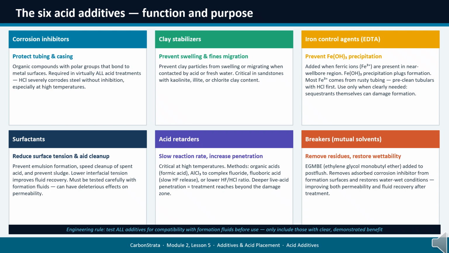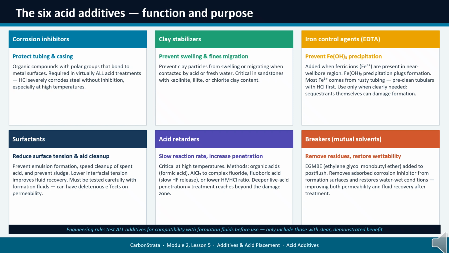Surfactants. Prevent emulsions and improve cleanup. But if incompatible, they reduce permeability. Retarders. Slow the reaction. Not to reduce strength, but to increase reach. Mutual solvents. Restore wettability and clean residues after treatment. Now the key insight. Every additive solves one problem, but can create another. So the rule is strict. If it is not tested, it does not go in the design.